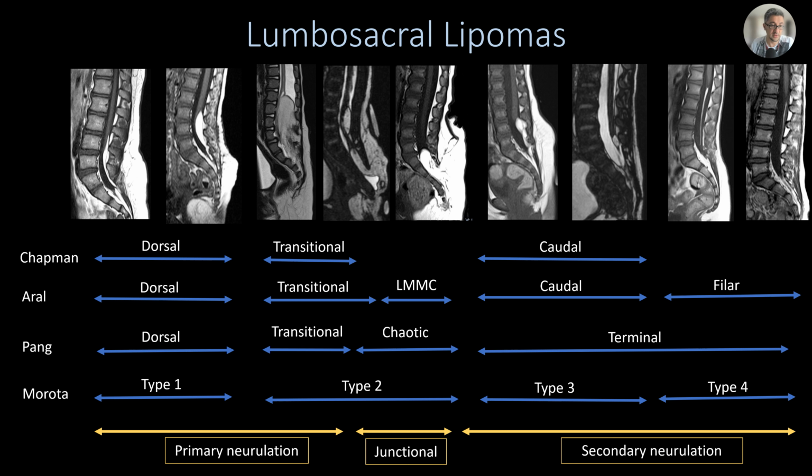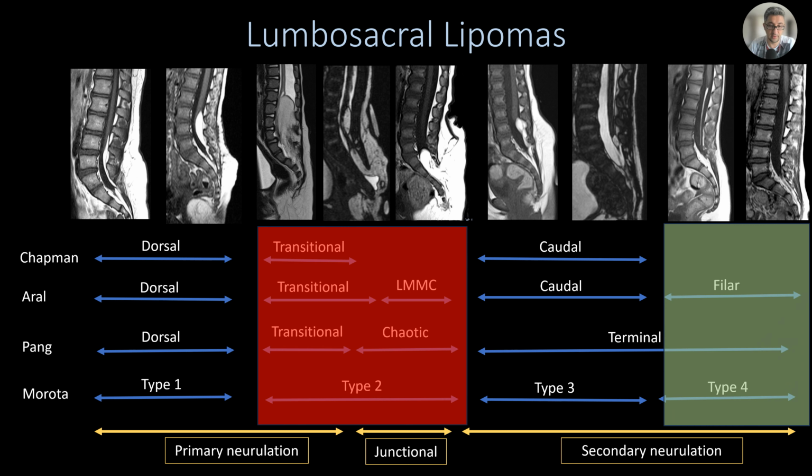There are many different classification systems, as you can see, by Chapman, Arroyo, Pang, and Morota. This one, categorizing into 4 different types, is very commonly used, and there is a classification system based on just embryology, as you can see here. These groups overlap each other. This group, especially this part, which some authors call chaotic lipomas, is overlapping with the lipomyelomeningocele group and also type 2 in Morota.